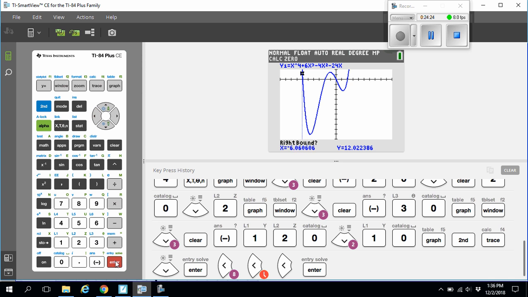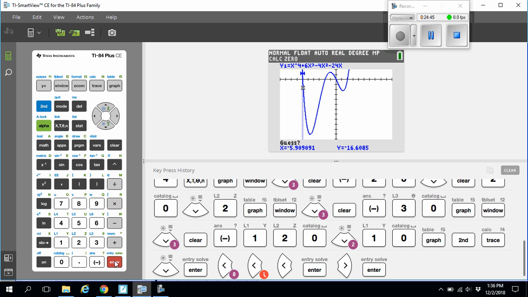Now I press enter. Right bound is just going to be the complete opposite. So if you already went to the top, just go below, okay? Now, you want to make sure your cursor is close enough to the x-intercept. So make sure that it's just somewhere close enough. We don't want to put it somewhere over on this side because it will not work. Now make sure you press enter.